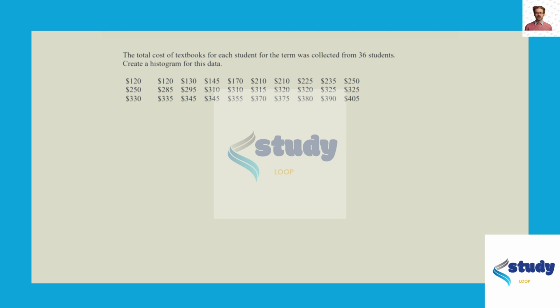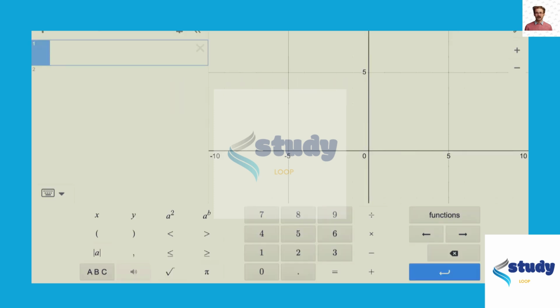Total cost of textbooks for each student for the term was collected from 36 students. We want to create a histogram for this data. To help with this visually, I'm going to use the Desmos graphing calculator, and I'm going to enter the data into a list. I can call this list L, in square brackets. This is just going to help visualize.